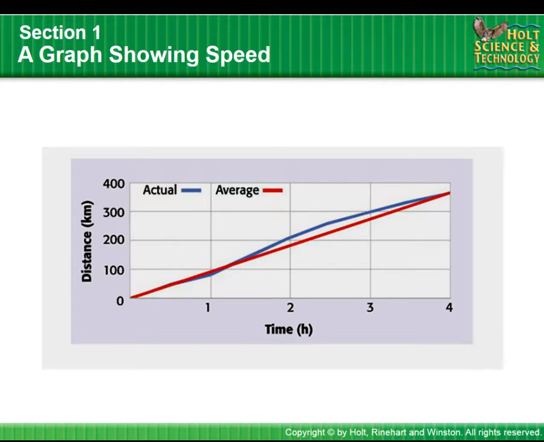Looking at this graph, you can start to see what I was talking about with the difference between average and actual speed. So we see this is a car, say, driving. And it started at 0 distance, and it drove for the first hour. How far did it drive in the first hour? Take a look at it. It goes from about 0 to about 90 kilometers, it looks like, in 1 hour. So your speed, distance divided by time, would be about 90 kilometers per hour. So it went 90 kilometers in 1 hour.